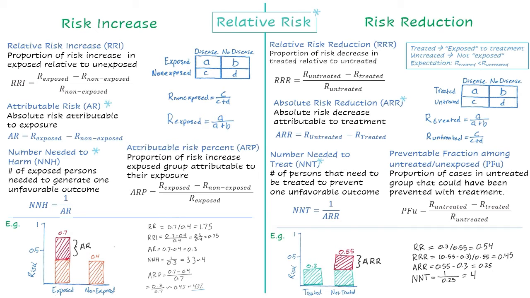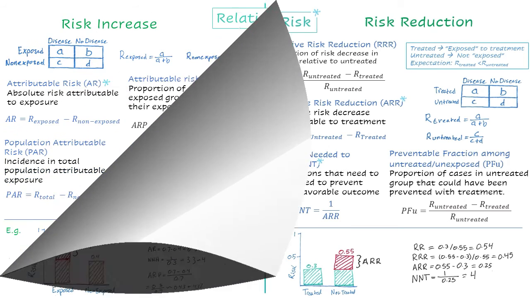Preventable fraction among unexposed also equals 0.45, implying that 45% of cases among those who did not take drug A could have been prevented if they took drug A. The absolute risk reduction is 0.25, implying the 0.25 decrease in risk of sunburn is attributable to drug A. Taking the inverse of the absolute risk reduction, we get the number needed to treat, which is 4, indicating that for every 4 persons treated with drug A, 1 sunburn will be prevented.